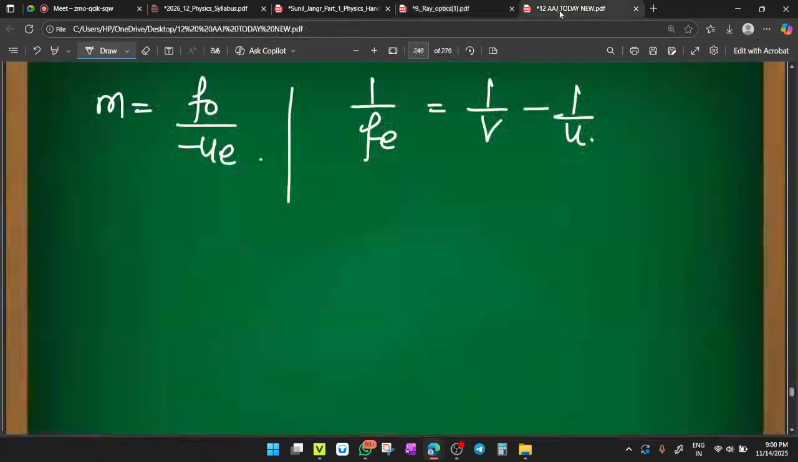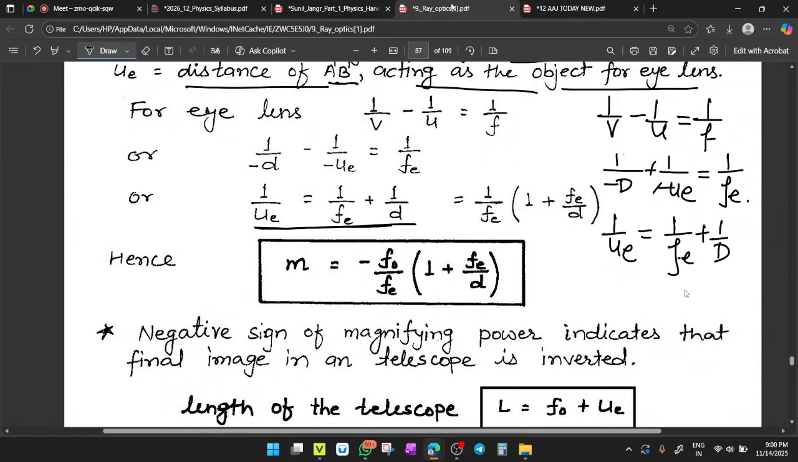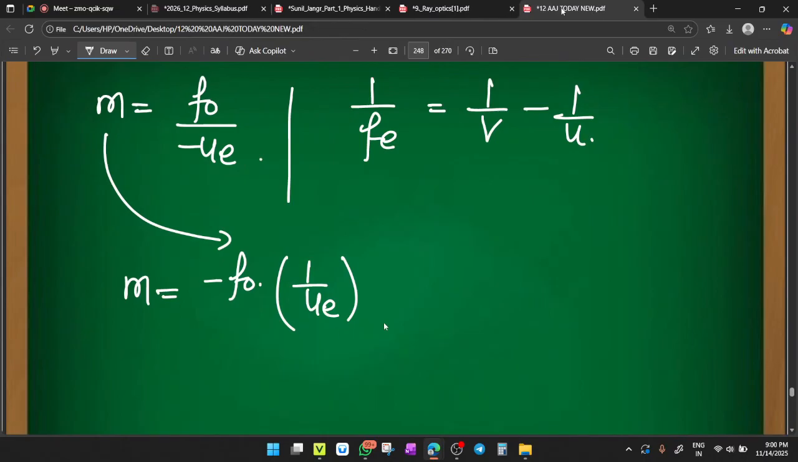What is magnification? Magnification equals FO upon minus UE. You can write M equals minus FO into 1 upon UE. You can write the magnification value like this. Now the value of 1 upon UE equals 1 upon FE plus 1 upon D. So place it here. So this equals minus FO times 1 upon FE plus 1 upon D. Clear?